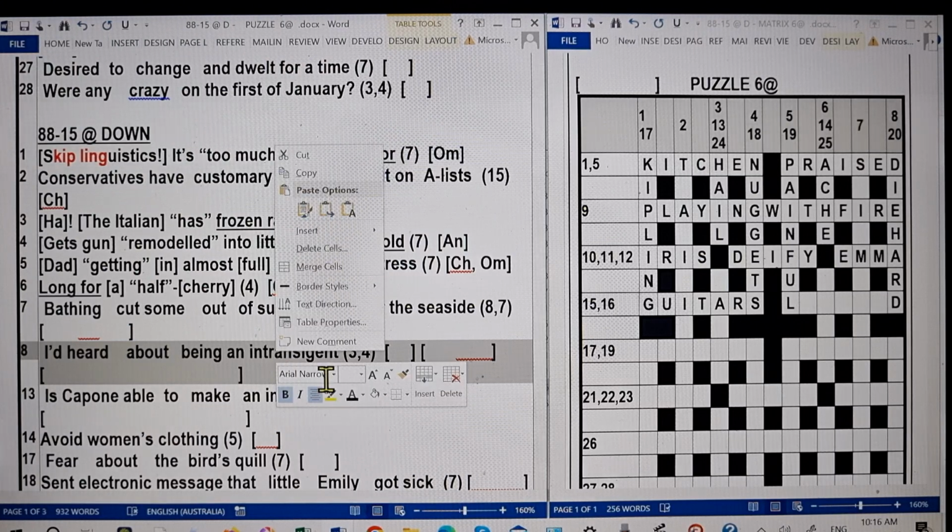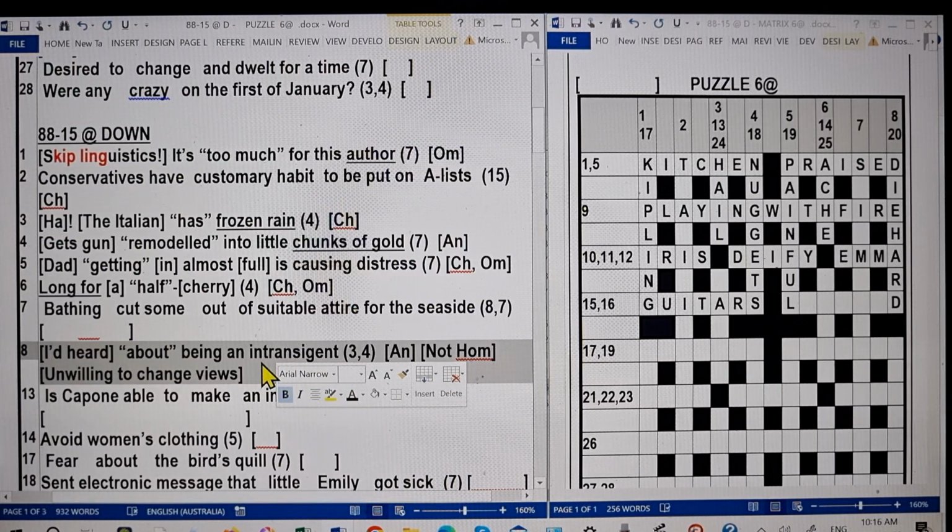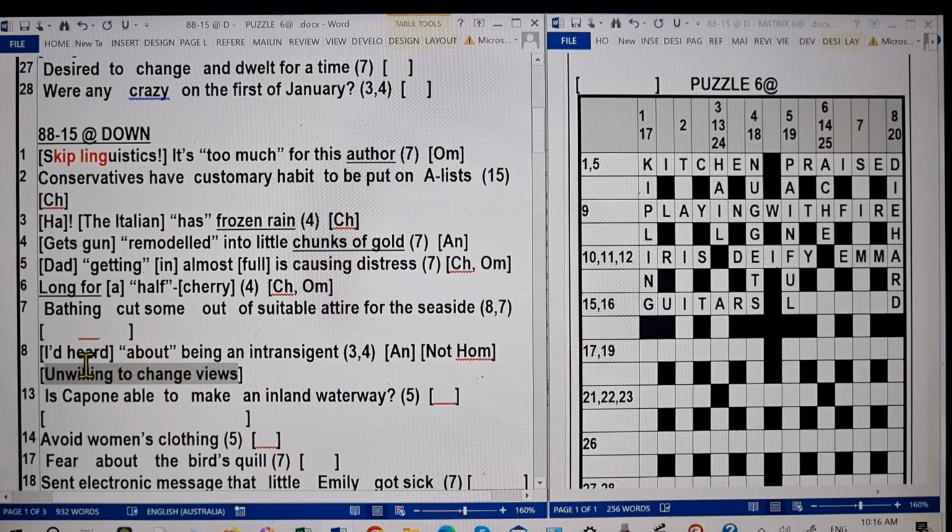Let's look at the whole thing now. Right. See, I'm willing to change views. That's what I've got there, so you'll see it. That's what intransigent is. It's not a homophone, even though it says I've heard about. And I put these things in because it's pretty important for you to see that.